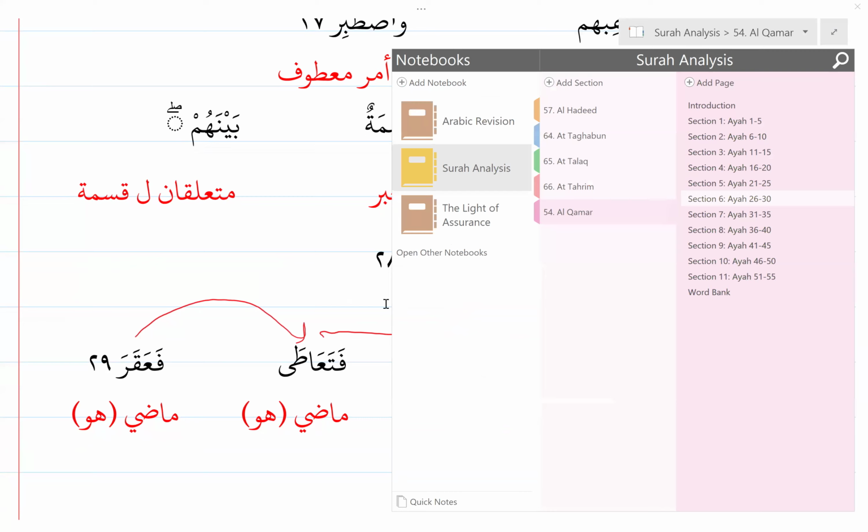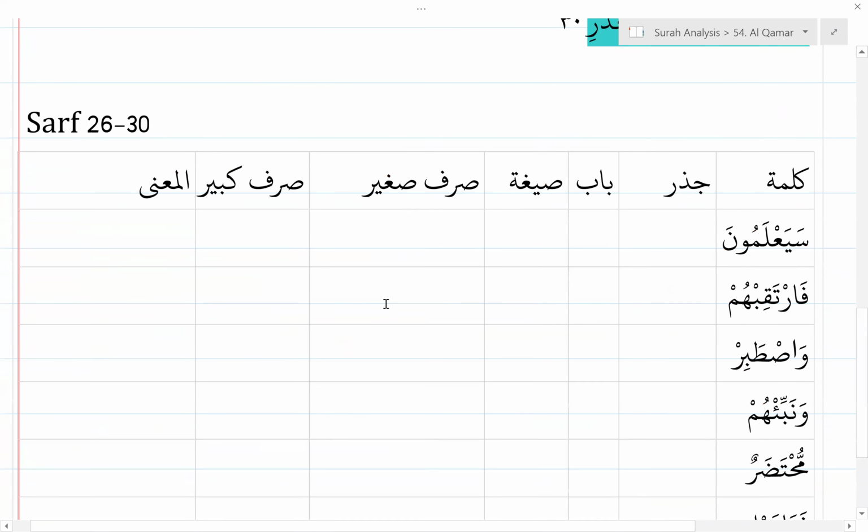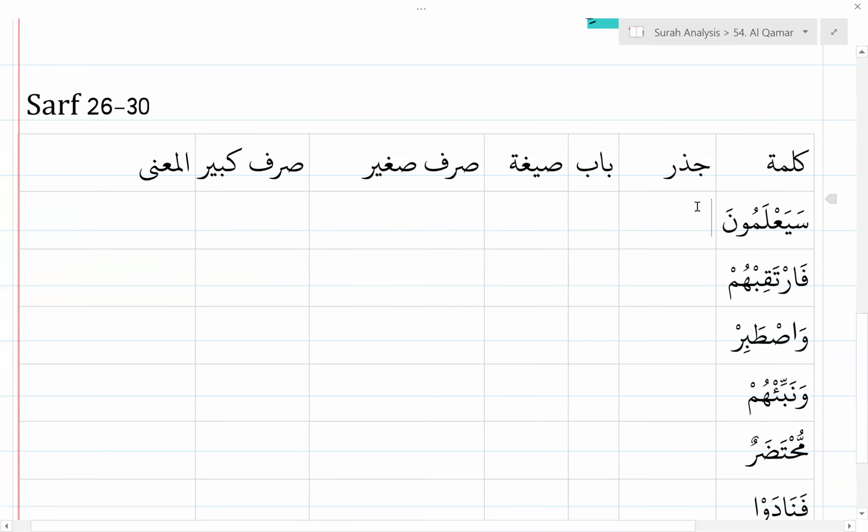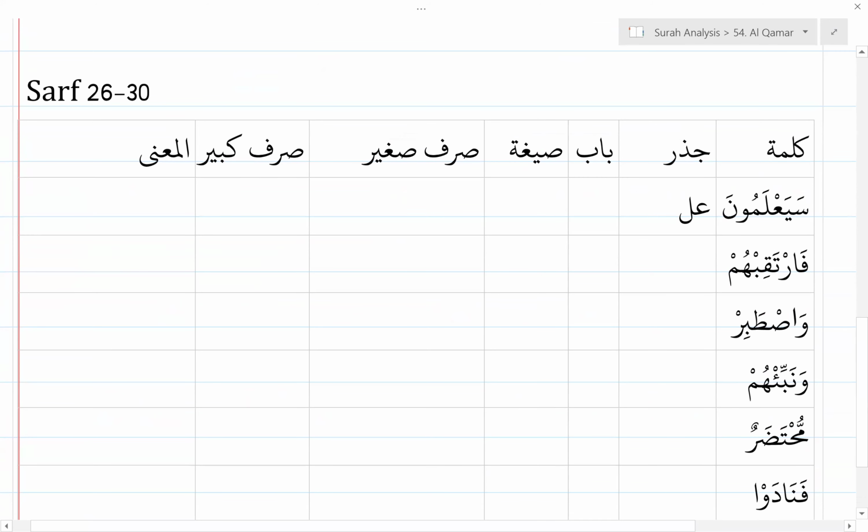Okay, so let's do the sarf. There was a bit of sarf. So let's do the sarf and then we can continue to the next section, inshallah. So سيعلمون, عين لام ميم is the جذر. So this is one فعل of those مضارع words that we need to do. Yes. This is مضارع. علم يعلم.